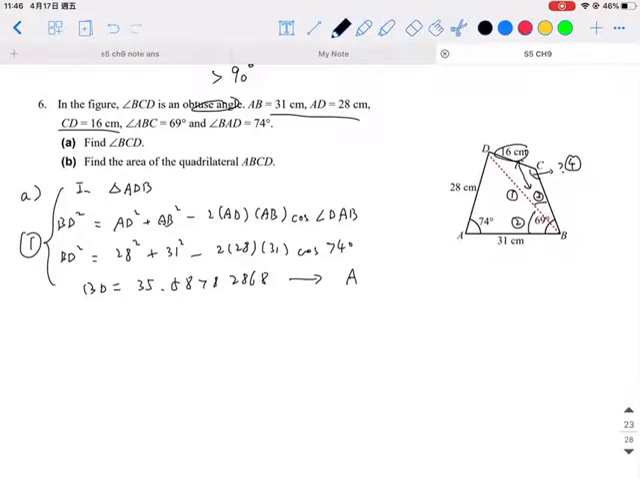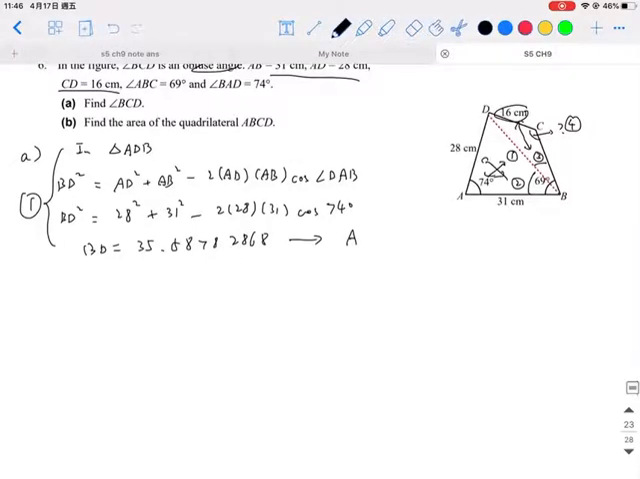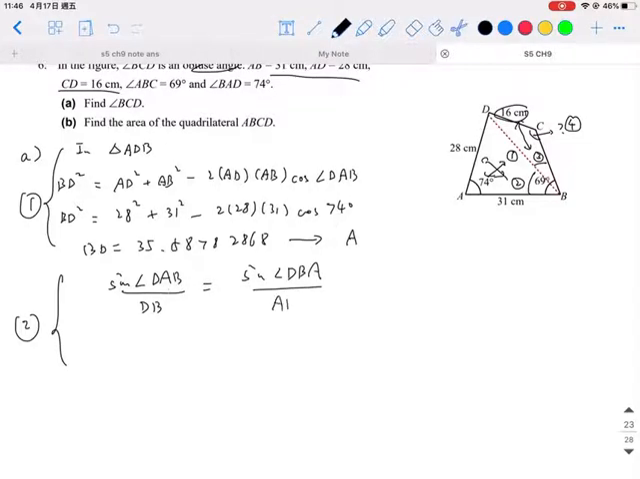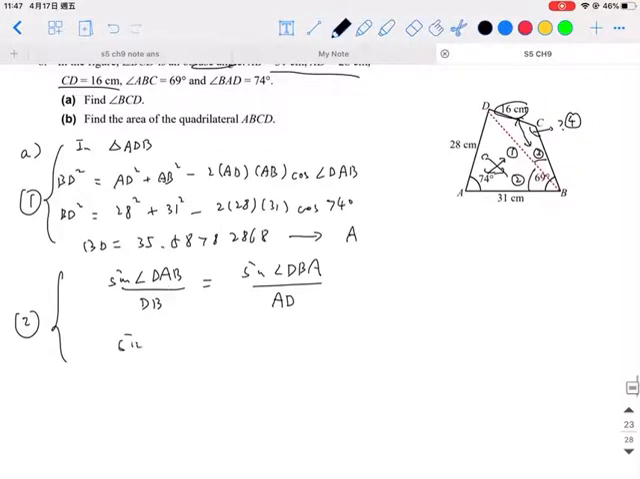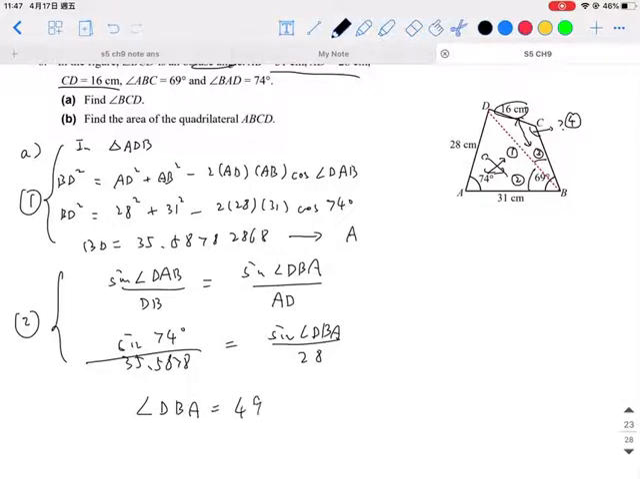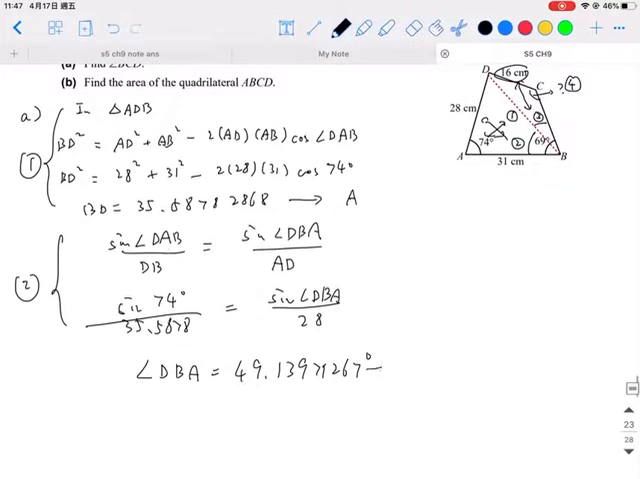Because I can get the pair of the angles, right? So for part 2, I will apply the sine formula: sine angle DAB over DB is equal to sine angle DBA over AD, because we know a pair of it. So we substitute the angle and the length, which is equal to sine DBA over 28. So you will get angle DBA is equal to 49 something. Okay, so this is the second part. I save it in B.